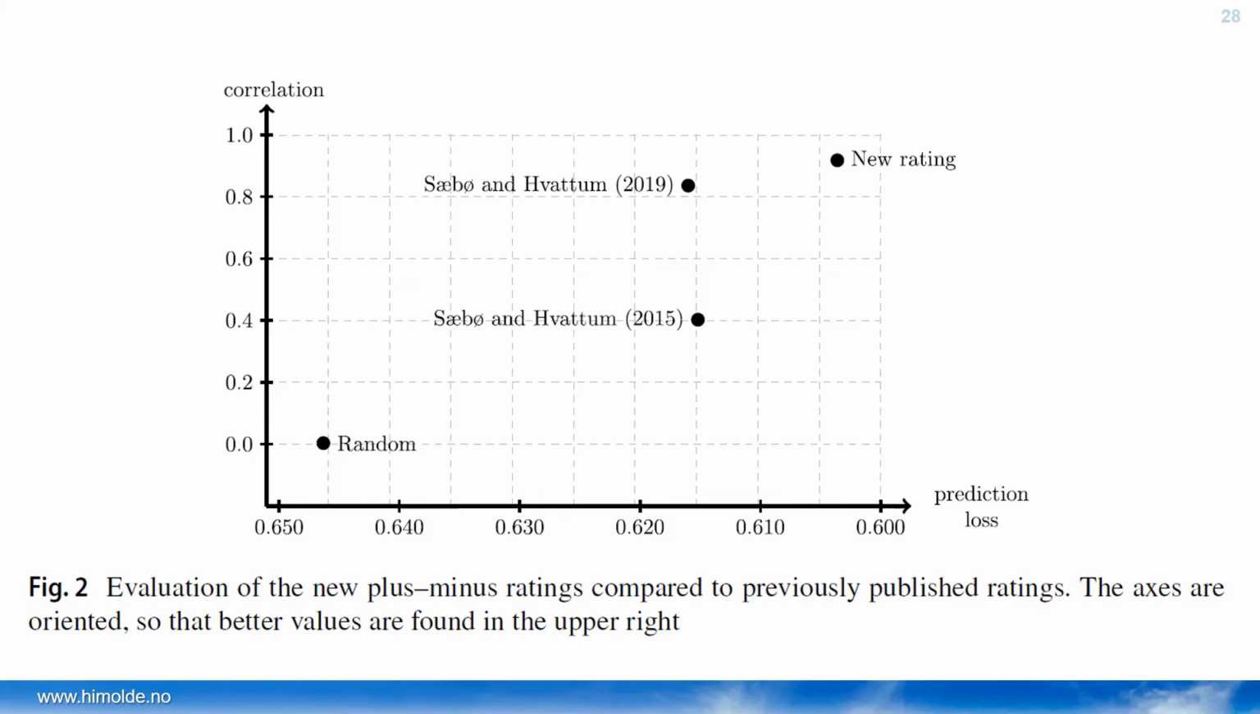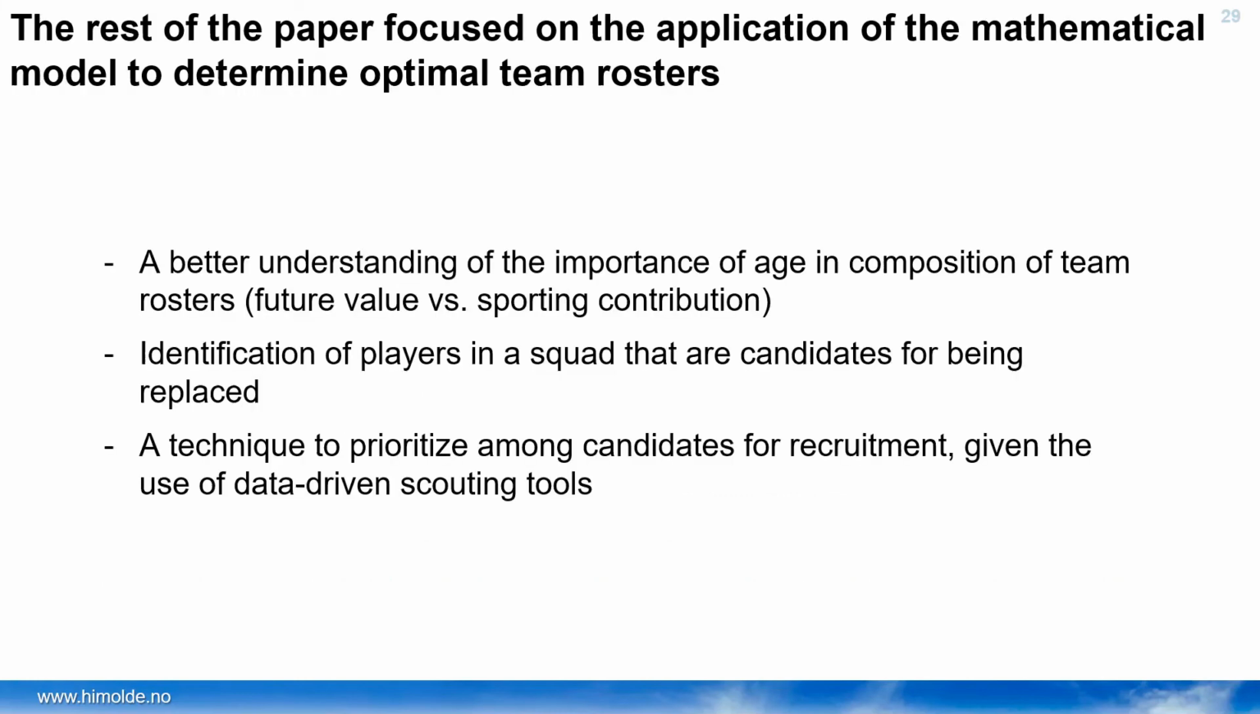Returning to the other part of the paper, using mathematical models as decision support during transfer windows, we found that the methodology could give some insights into the importance of age when composing a squad to balance future market values and current performances.